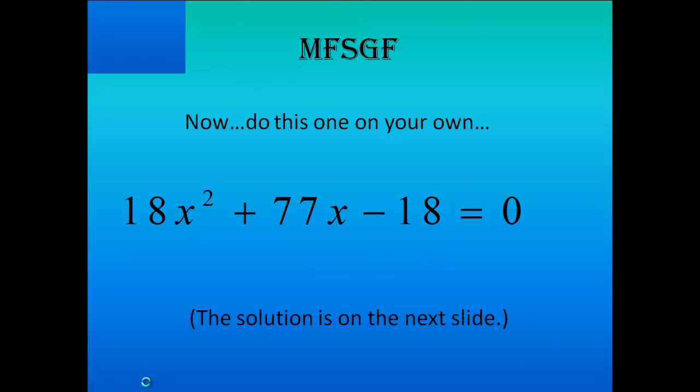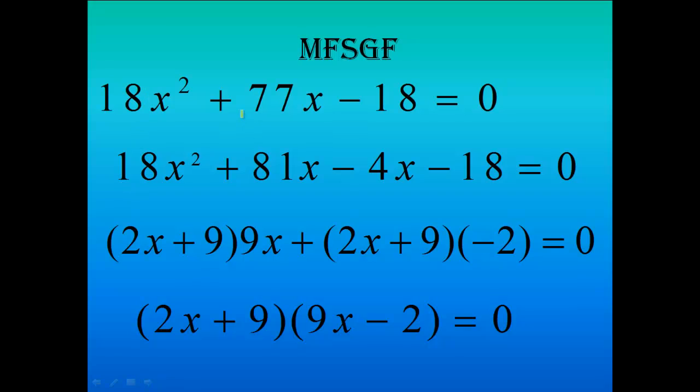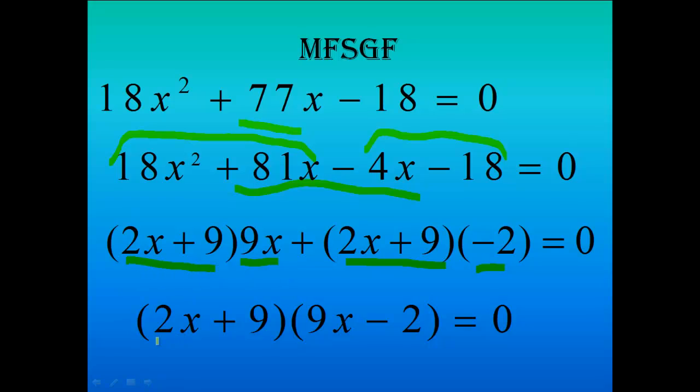Okay, let's see how you did. Here's what we started with. Substituted an 81 and a negative 4 to replace the 77. Did my grouping after doing that substitution. Found a 9x to be the common term here. Found a negative 2 to be the common term here. In both cases, when I factored those out, it left a 2x plus 9. So that's one binomial. My second is the 9x minus 2 that was left.